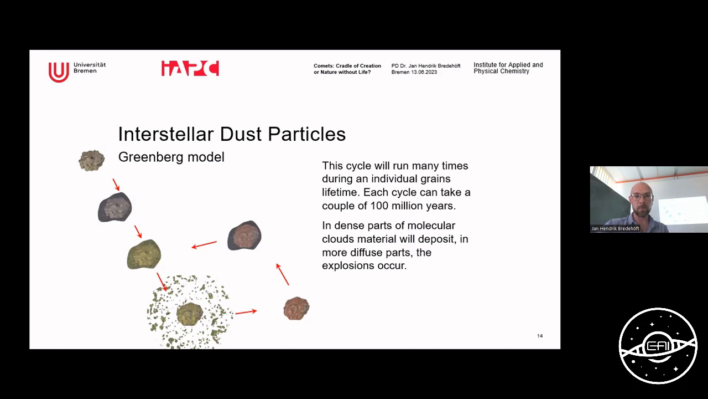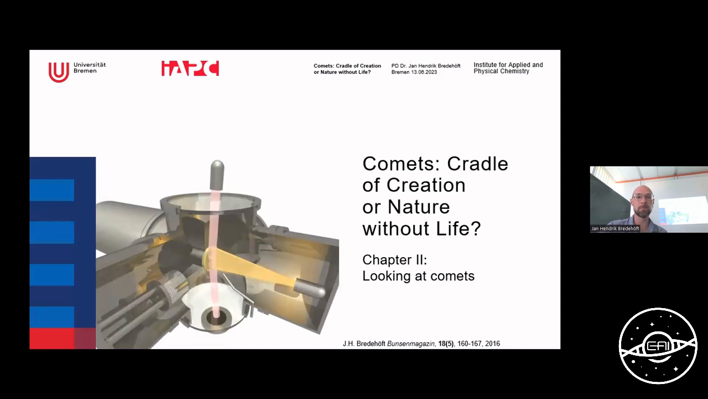Yeah. The problem with that is, in contrast to meteorites, finding a comet to drag into your lab and do thorough analysis on is very, very hard. So we need to come up with some ways of recreating this kind of chemistry. And this is the second chapter in my talk. How do we actually look at comets? One thing that we do is we simulate cometary ice in the laboratory.